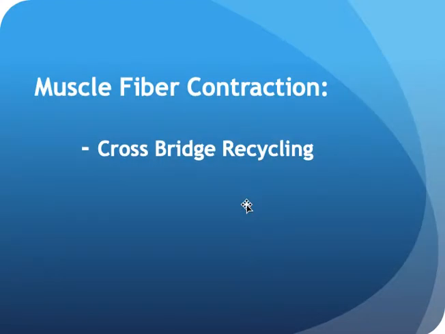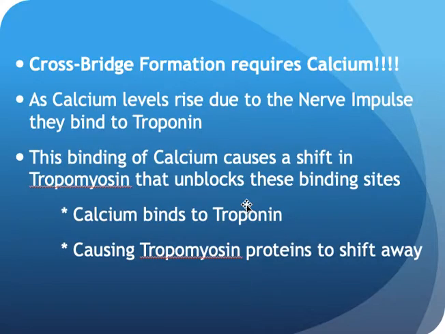So now we get to the cross-bridge part, the cross-bridge recycling or the muscle fiber contraction. Cross-bridge formation is going to require calcium. As calcium levels rise due to that nerve impulse, they're going to bind to troponin. We talked about the actin, and troponin and tropomyosin, and this is where that calcium becomes really important. And remember, on that actin, we had those binding sites, but they're blocked by the tropomyosin.